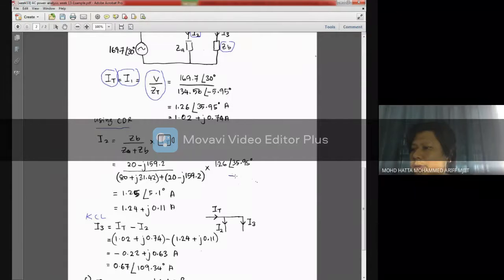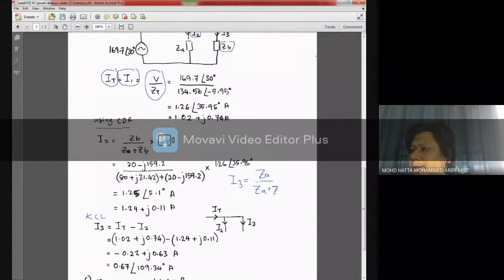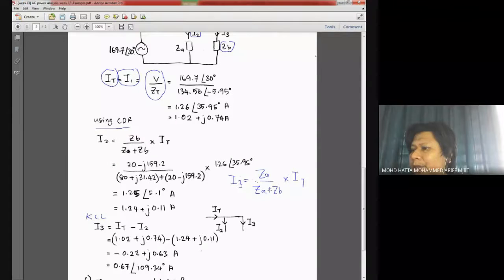Or you can also use the current divider rule over here. If you use the current divider rule, the equation will be like this: ZA, because we consider the impedance of the other branch, ZA plus ZB, and we multiply it with the total current. Either way, if you prefer this equation, you can use it to find I3.